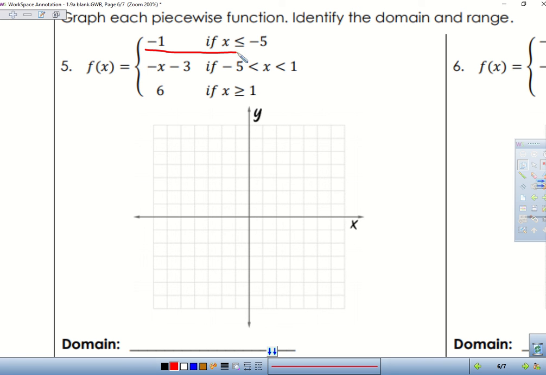So let's graph this one first. -1 is the y value. Okay, this is the part that does correspond with the y, and that's at -1. So that's going to be somewhere here, but basically, if I were to just graph this regular function, -1, it would be like a horizontal line right here.